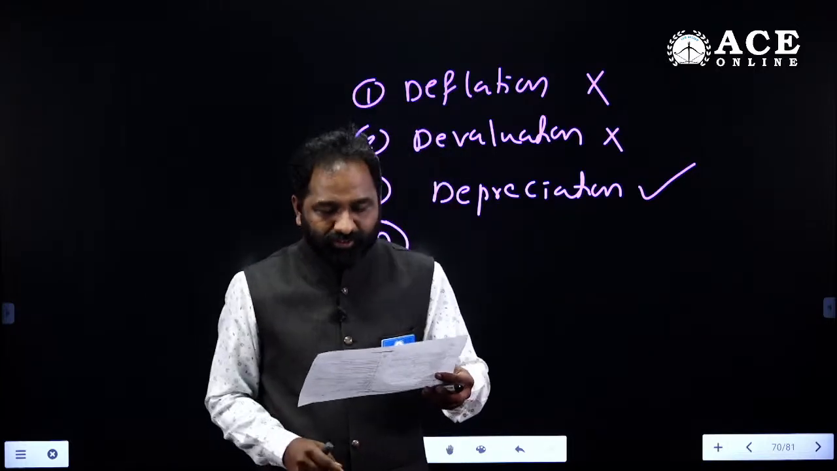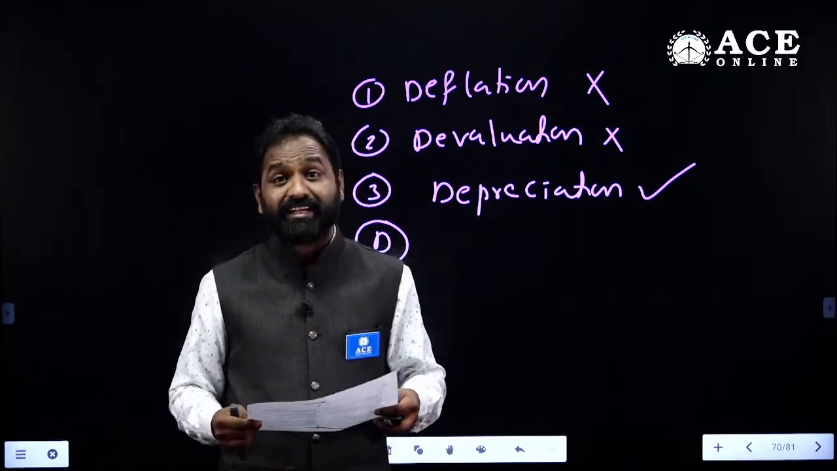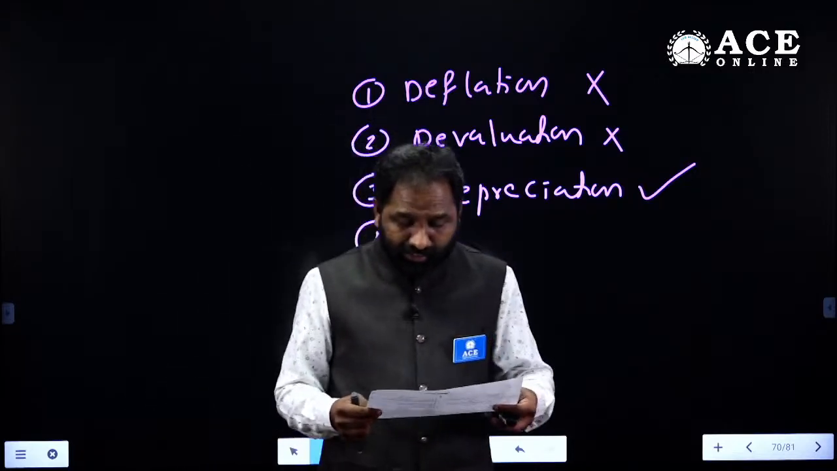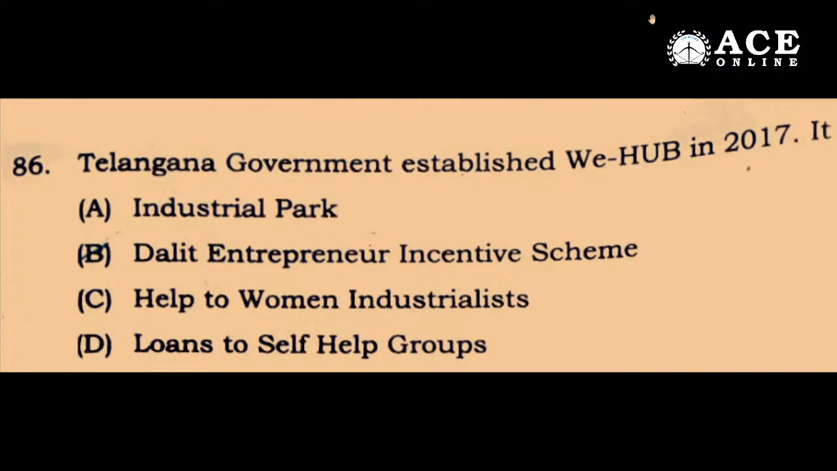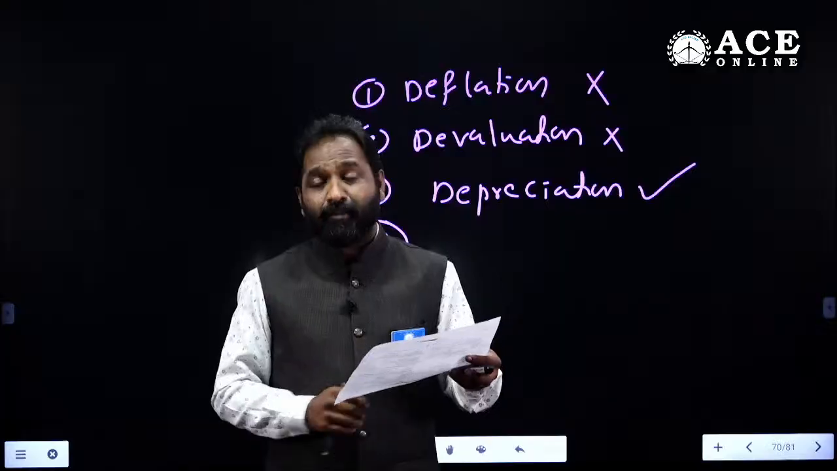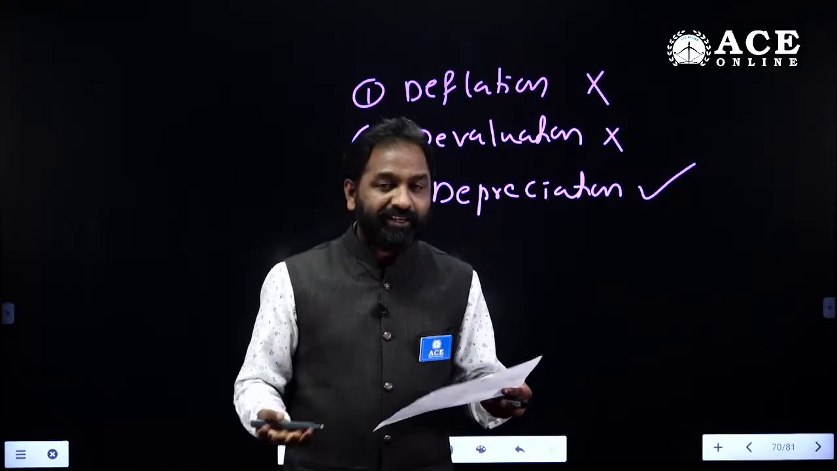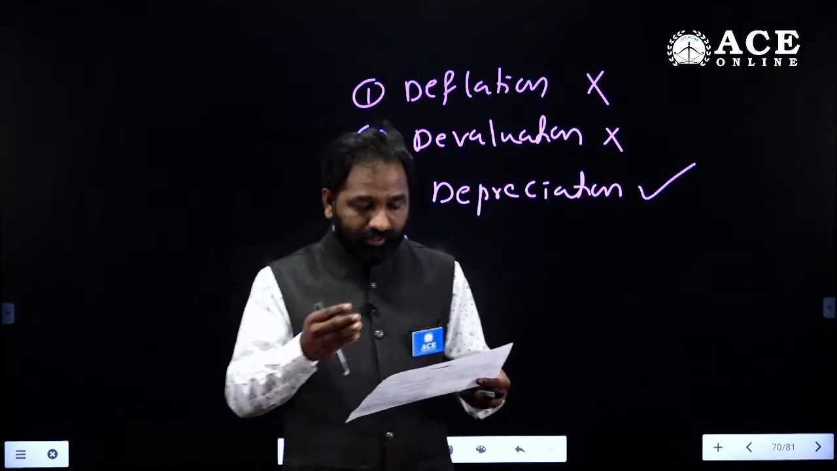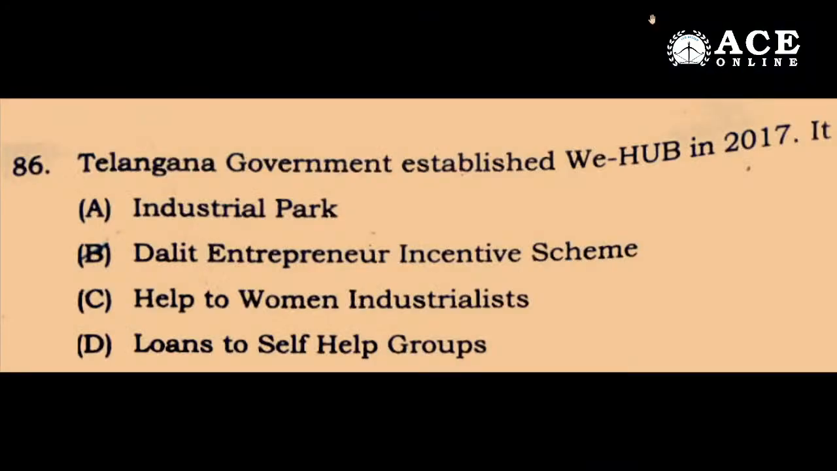Let us move to another question related to Telangana. Question number 86. Telangana government established V-Hub in 2017. It is meant for... So they are asking about what V-Hub 2017 is. It happened 5 years ago, but even though it happened 5 years ago, it is still in the news, right? If you go through the options, option A, industrial park. Option B, Dalit Entrepreneur Incentive Scheme. Option C, help to women industries. And option D, loans to self-help groups.